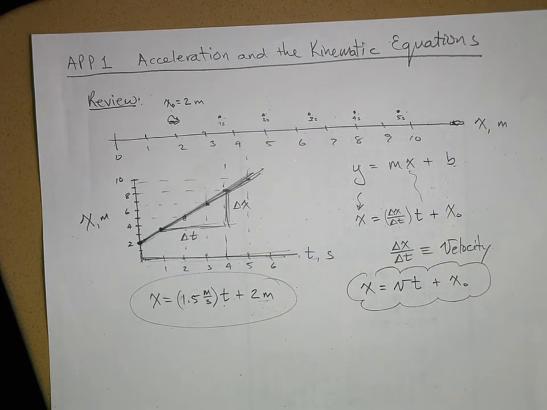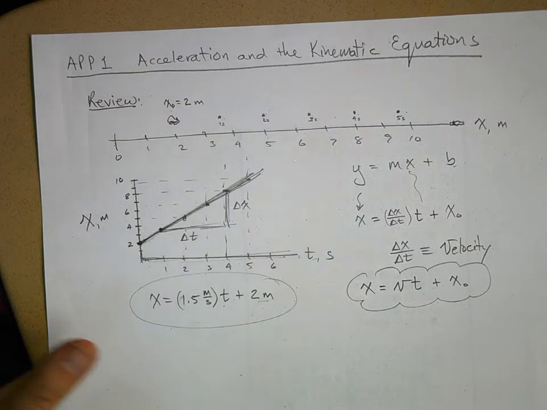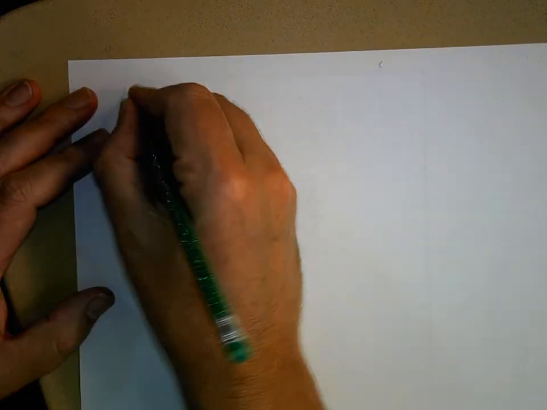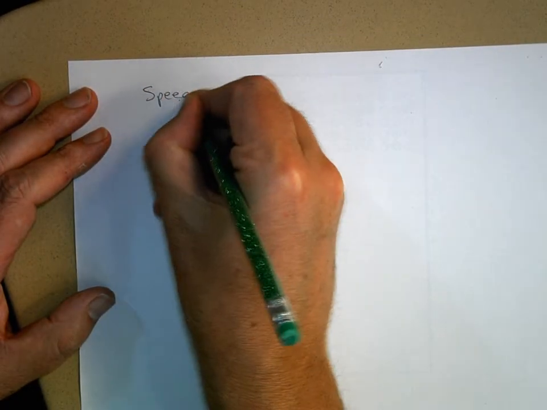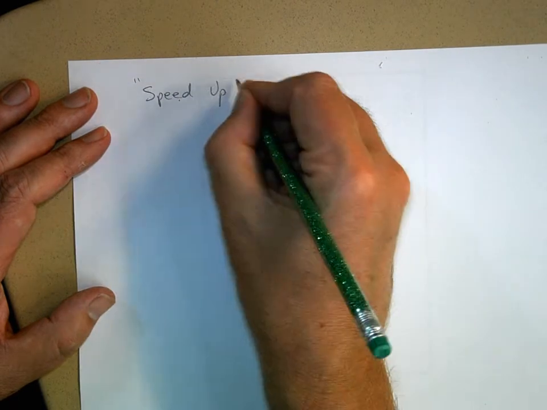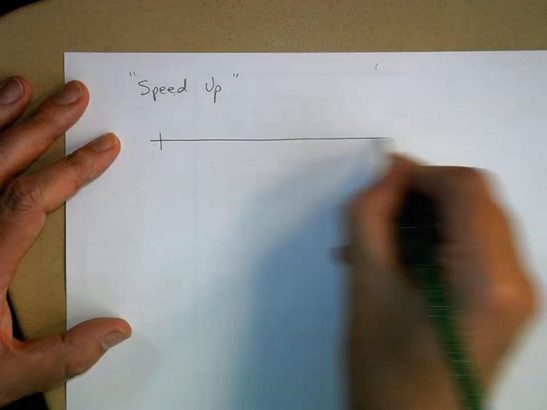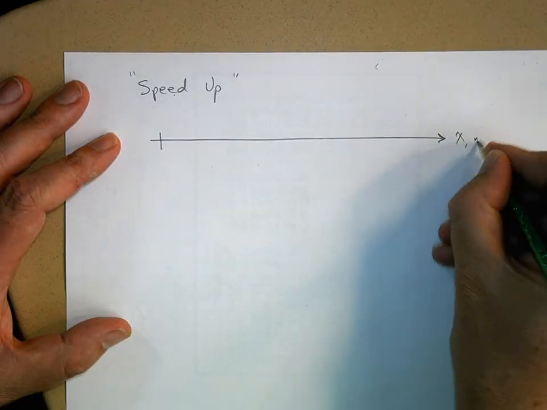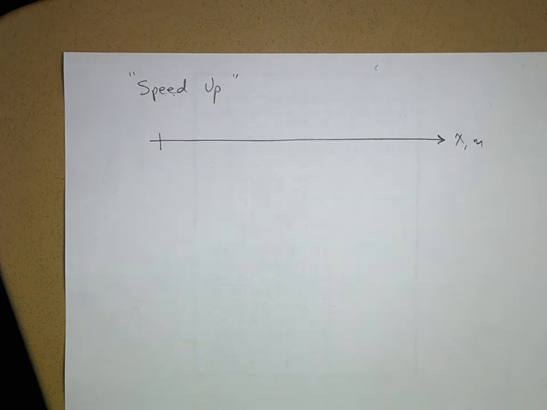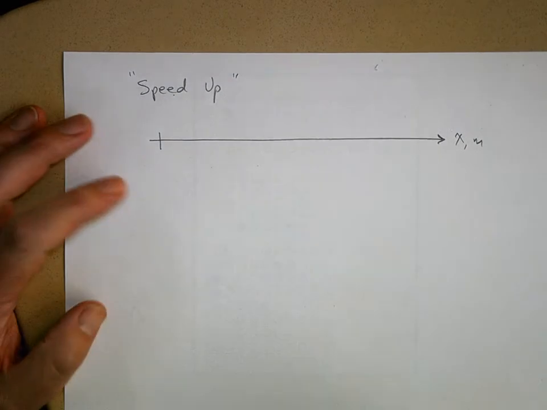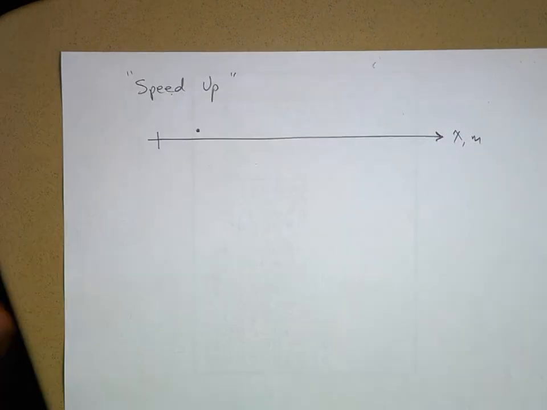Now we're going to make things a little bit more complicated. This is going to be the same kind of thing, but now we're going to speed up. Here's my string. Now, I'm not going to put numbers on here because I just don't want to. But let's suppose that we started right here, about the same place.